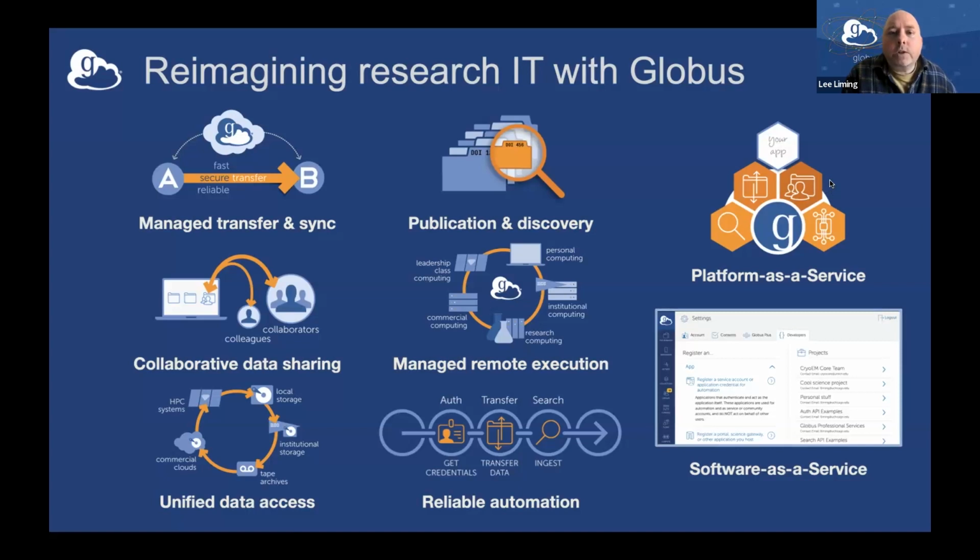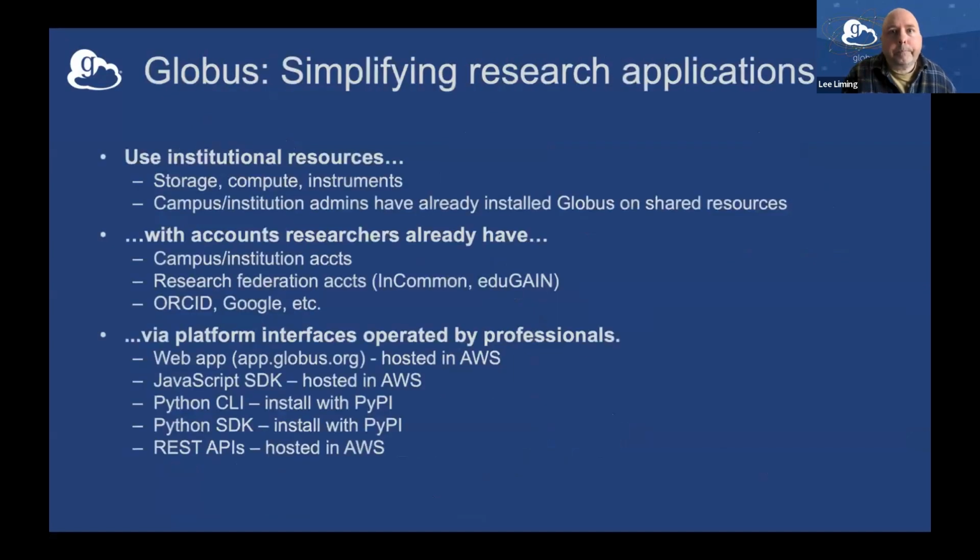That means we use RESTful web APIs and a software development kit in Python that you can download and use in your applications. We also provide it as software as a service, which means that all you have to do is have a web browser and go to app.globus.org and use all of the things that I just mentioned through your web browser.